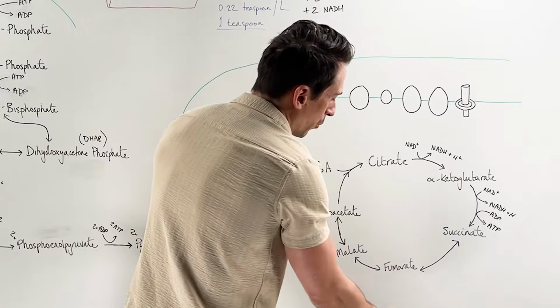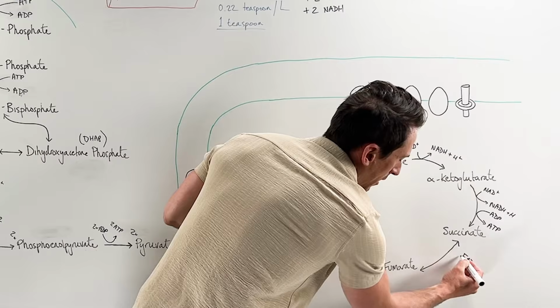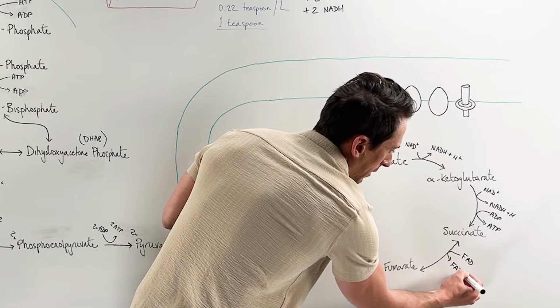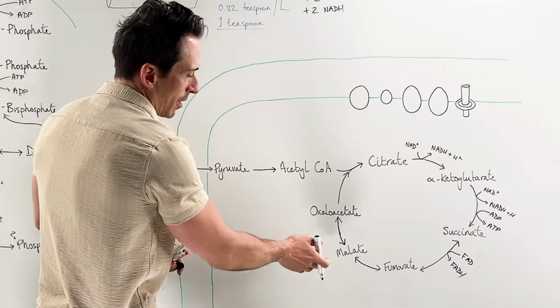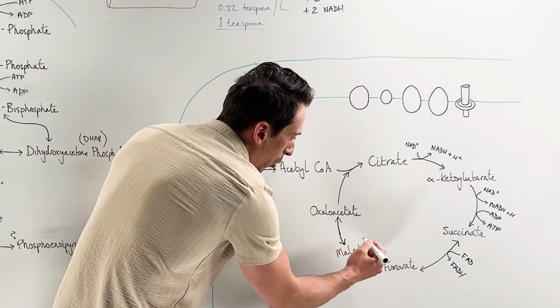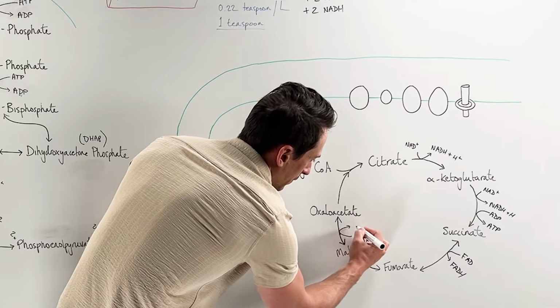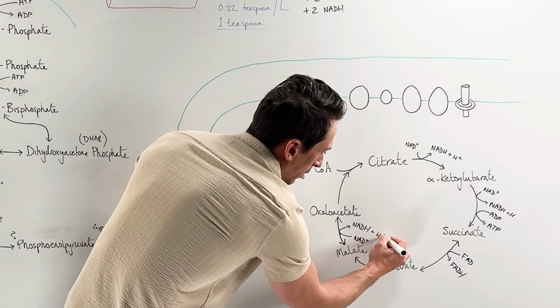Cool. Then we go from succinate to fumarate. That takes FAD, which is very similar to NAD, and produces FADH. And then when we go from malate to oxaloacetate, it generates more. NAD+ to NADH plus free hydrogen ions.